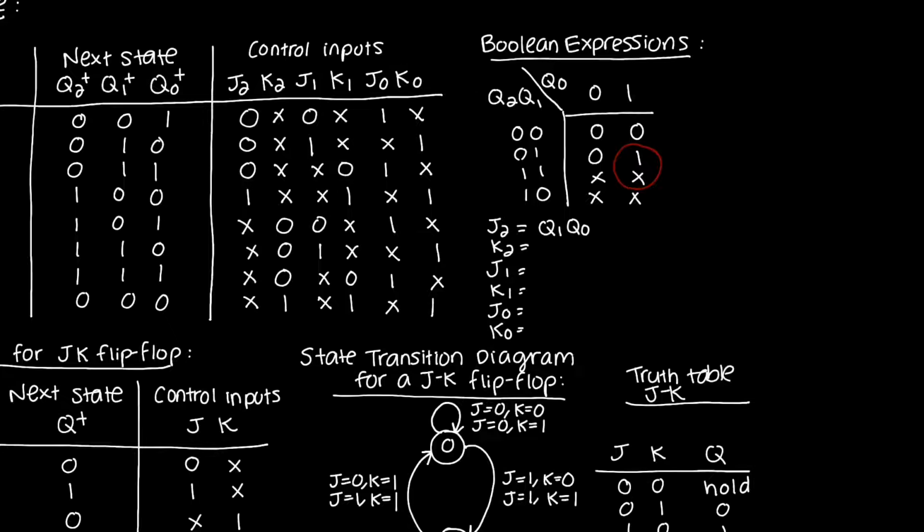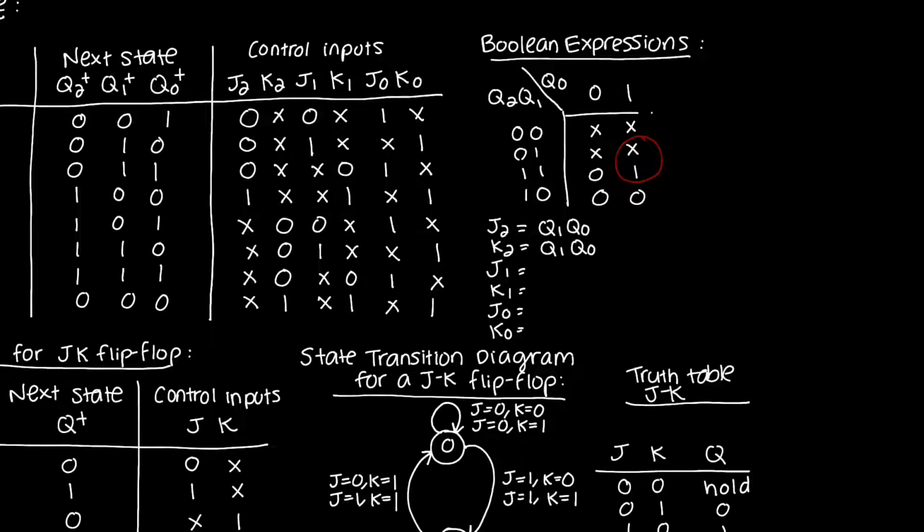So let's look at K2. I'm reading off this column. So I've got X, X, X, X, 0, 0, 0, 1. And actually, you're going to see that, in fact, it is the same. So I have the same Boolean expression that I had for J2. So J2 and K2 are identical.